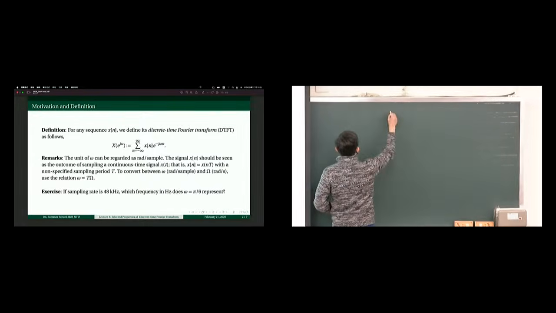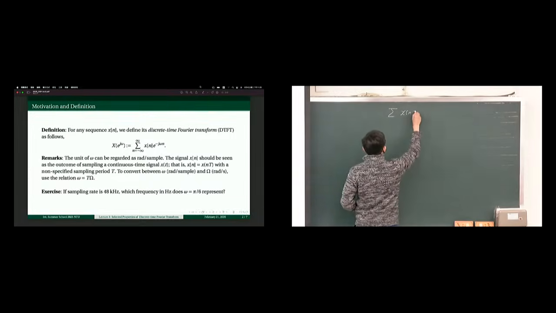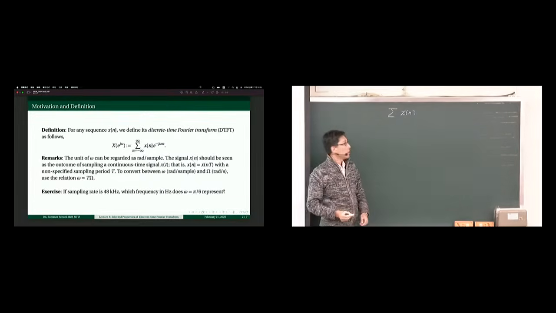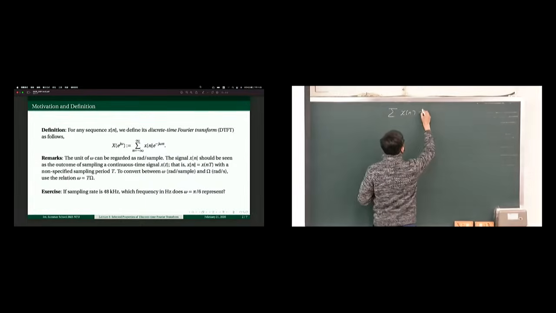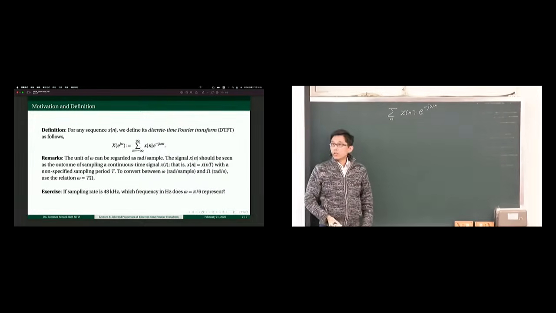We have on the right-hand side a sum over any given signal, and we multiply the signal with e to the minus j omega n. And now the result becomes a function of what? A function of omega, basically. So it's a spectrum.